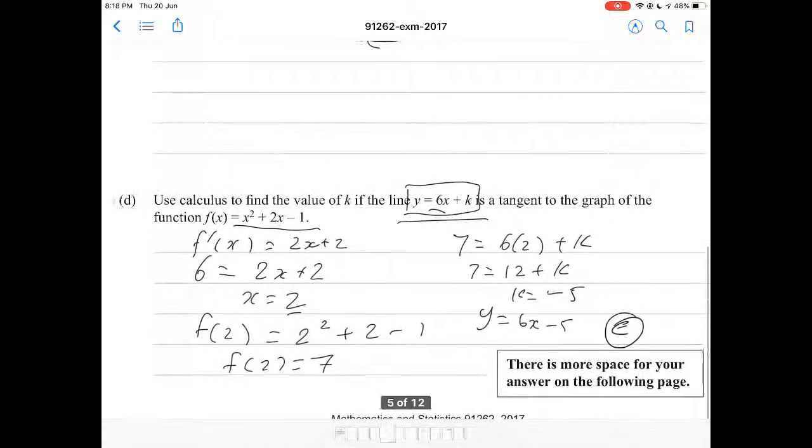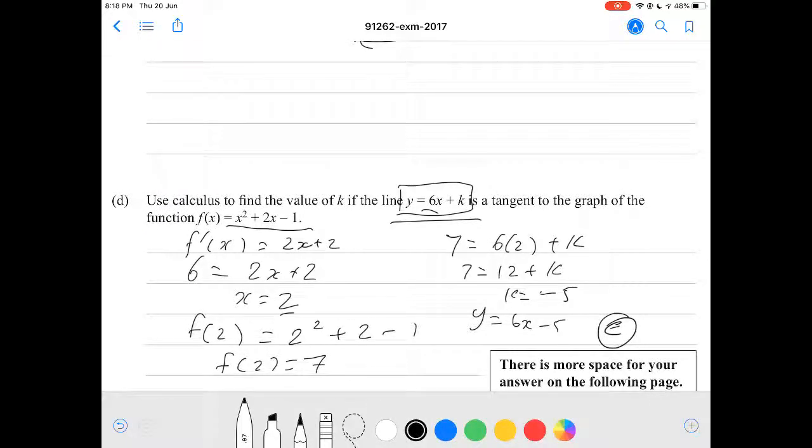To get a merit grade, you're finding the coordinates of the x and y values. So you're finding y equals 7 and x equals 2. That'll get you a merit grade. And to get an achieved grade, you're substituting 6, making the derivative equal to 6. That'll get you an achieved.